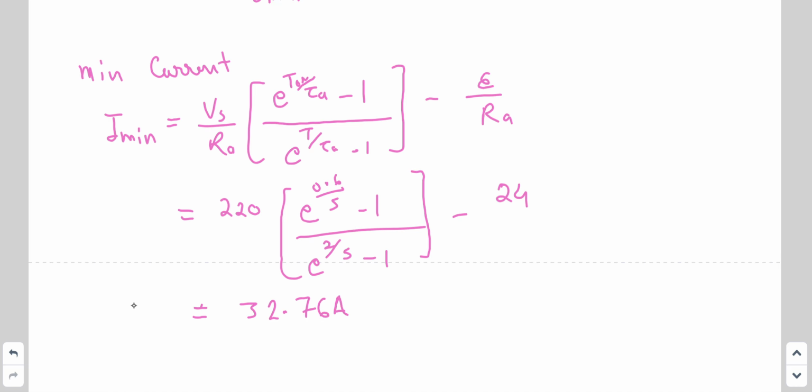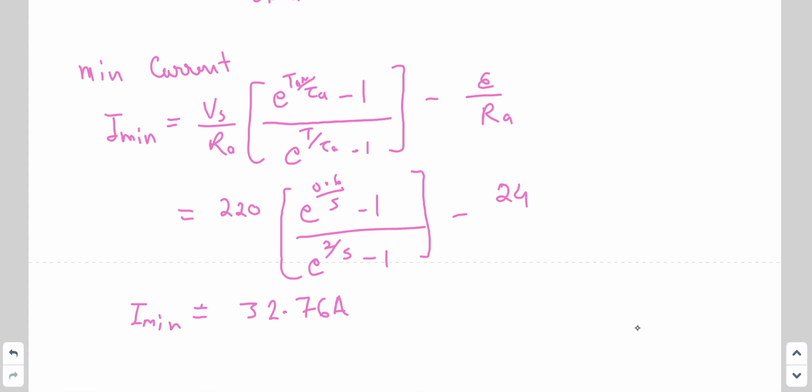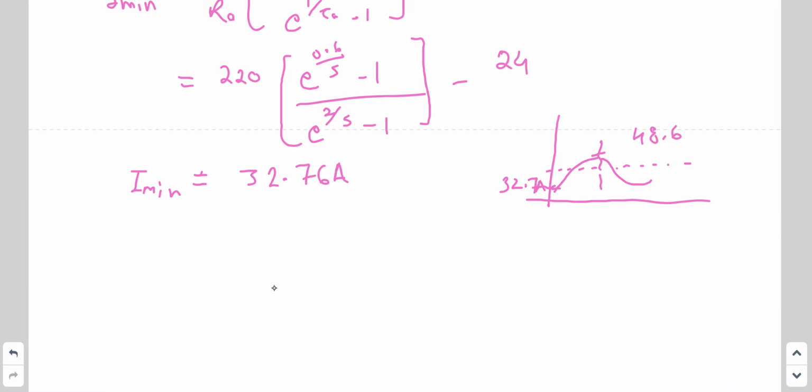So our maximum current is 48.6 ampere and the minimum current is 32.76 ampere when the DC motor is working in first quadrant. So the minimum current is 32.7 ampere and the maximum current is 48.6 ampere. The average value will lie somewhere in the middle of the maximum and minimum current. So let's solve for the I average value.